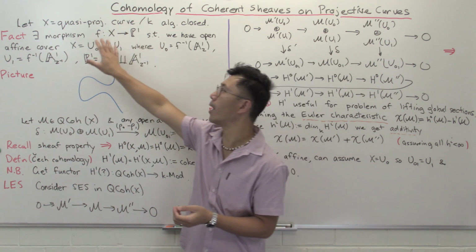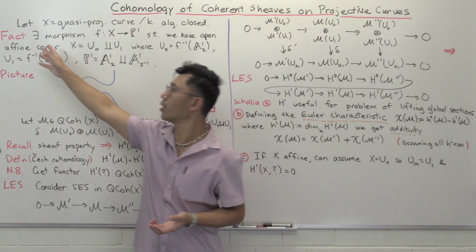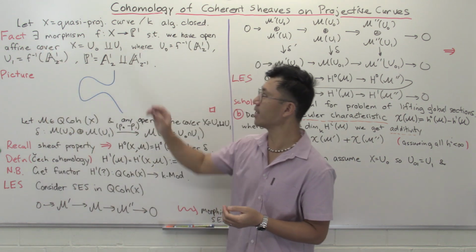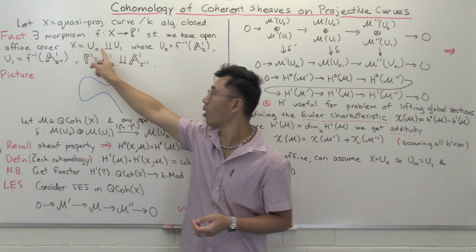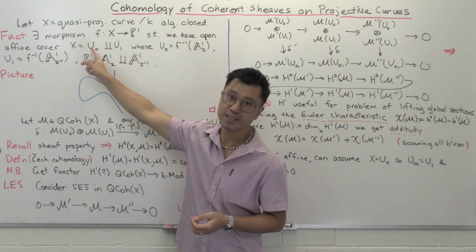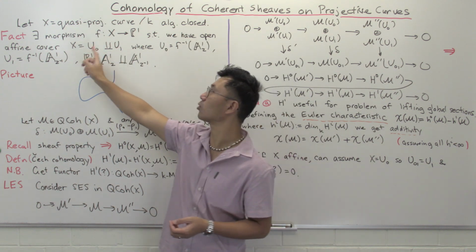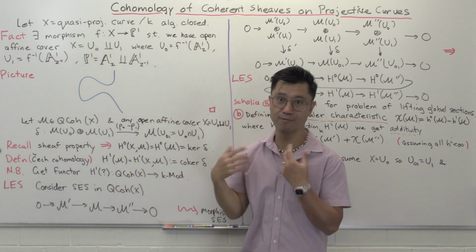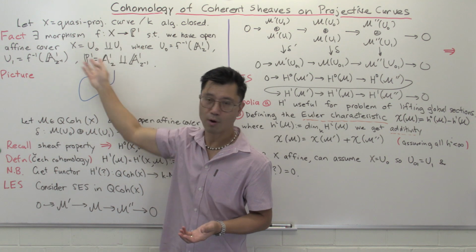To set up the definition that I want to give here, I want to use the following rather useful and interesting fact: given any such X, you can obtain an open affine cover which has two open sets, U0 and U1. So X equals U0 union U1, and these are open and also affine varieties. Let's see roughly why it's true.